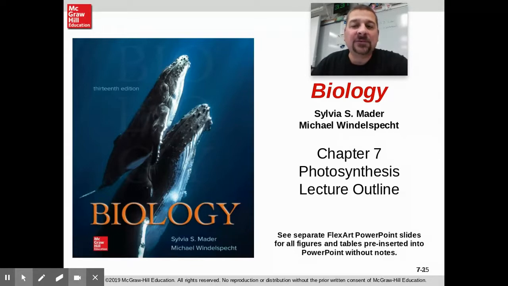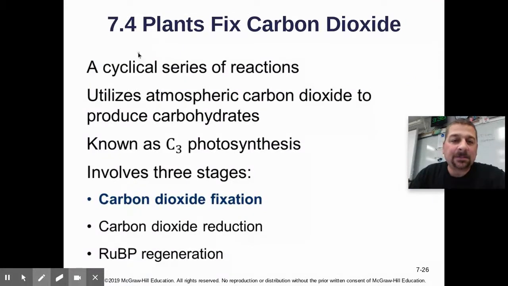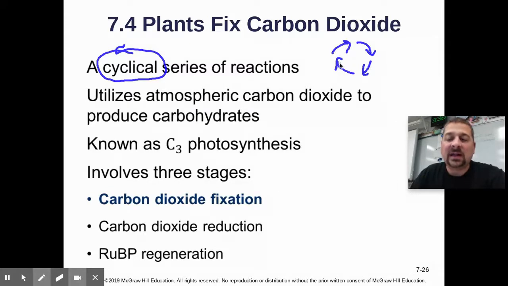Section 7.4, in which we will look at the second step of photosynthesis, the Calvin cycle, and fixing carbon. The second step, the Calvin cycle, is cyclical, okay? Meaning one thing happens to another, to another, to another, and around we go. We are going to input CO2, carbon dioxide, from the atmosphere.